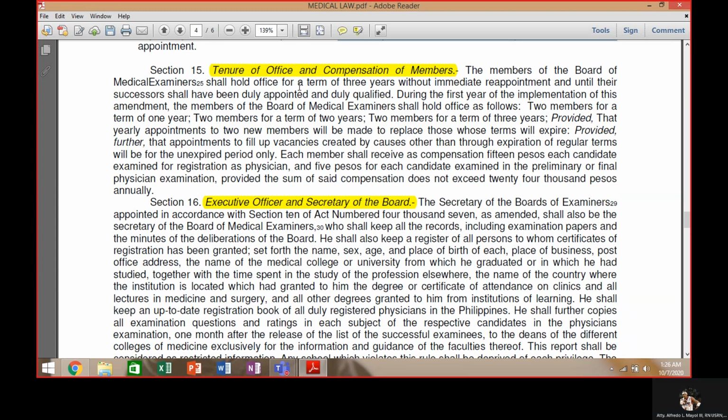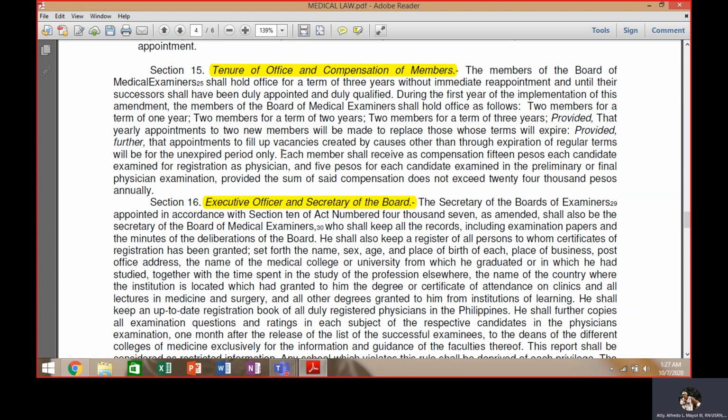Section 15, tenure of office and compensation of members. Okay, guys, these are just matters of reading, but I will read it. The members of the Board of Medical Examiners shall hold office for a term of 3 years without immediate reappointment until their successors shall have been duly appointed and duly qualified. During the first year of the implementation, two members shall serve a term of 1 year, two members for a term of 2 years, and then two members for a term of 3 years, provided that yearly appointments of two new members will be made to replace those whose terms will expire. Provided further that appointments to fill up vacancies created by causes other than through expiration of regular terms will be for the unexpired period only.